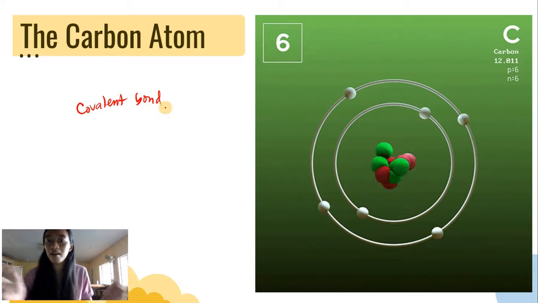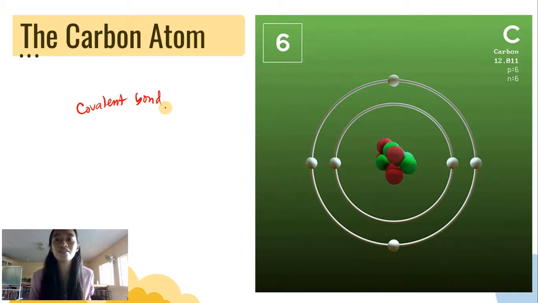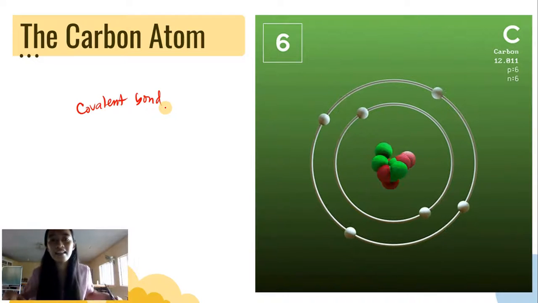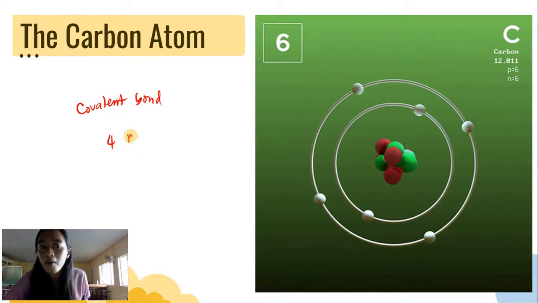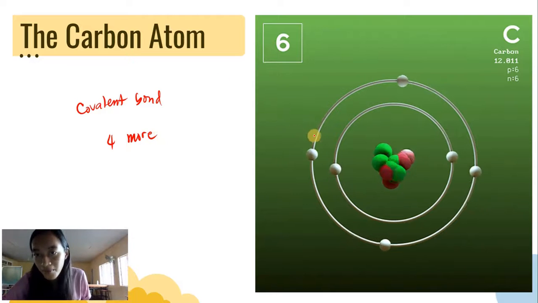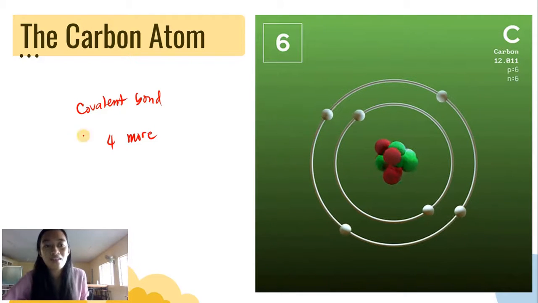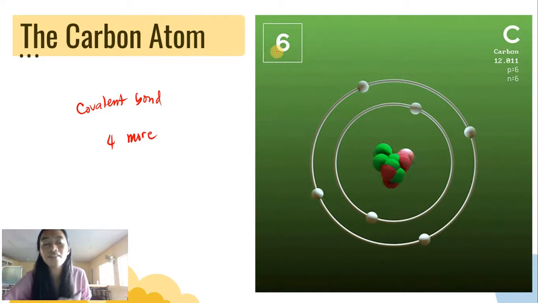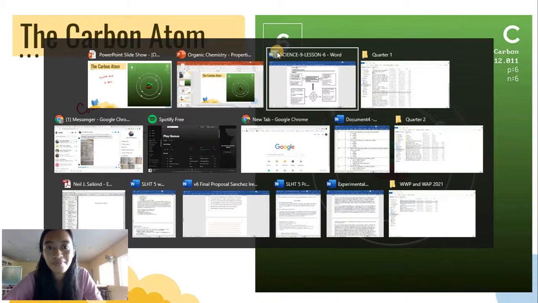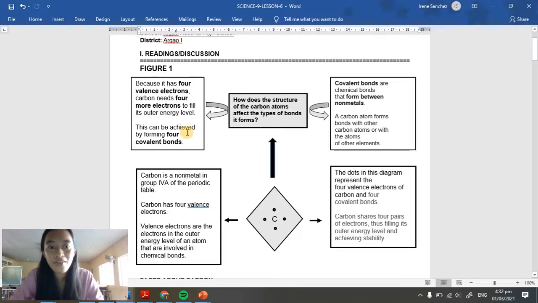Covalent bond. Sharing of electrons. So it likes to share, and it needs 4 more, because it already has 4 in its outermost shell. So valence electrons is the number of electrons in the outermost shell. Okay. So it can form 4 covalent bonds.